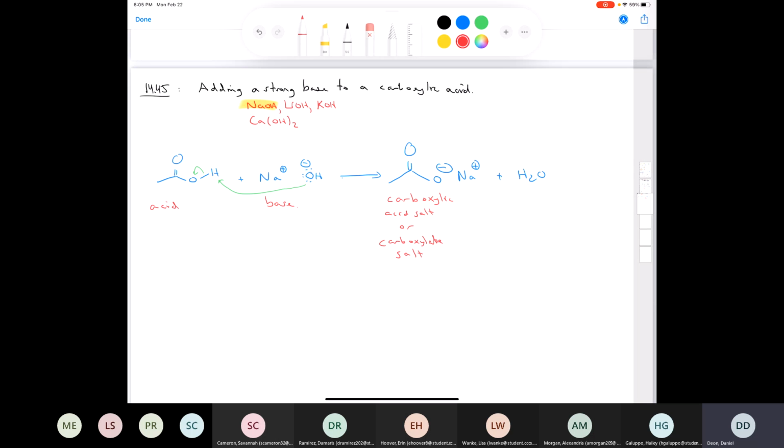And if you're wondering, Mr. Dion, why is it called a salt? It's not table salt. A salt in chemistry is any compound that's made from a metal and a non-metal. Since sodium is a metal and oxygen, hydrogen, and carbon are all non-metals, this is called a salt. And then, of course, we have water. Something you would have learned in Introduction to Chemistry 1 is that an acid plus a base gives you a salt plus water. You can always rely on your old general chemistry skills to help you in this class.